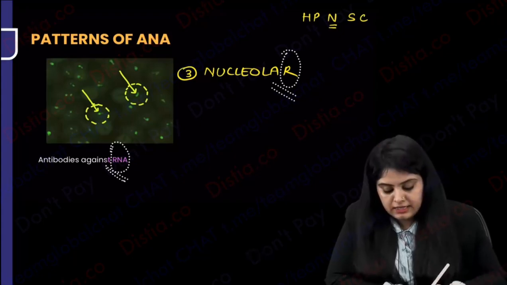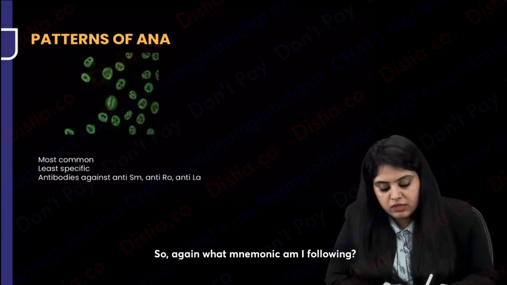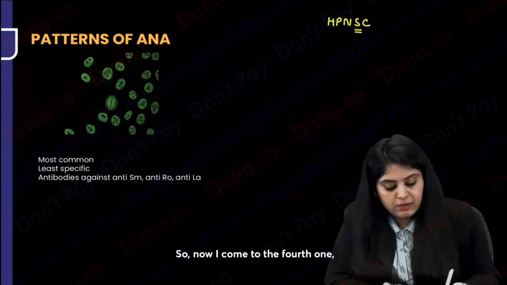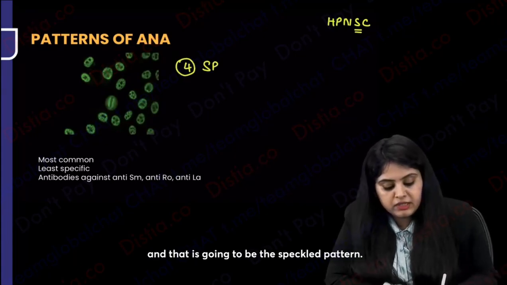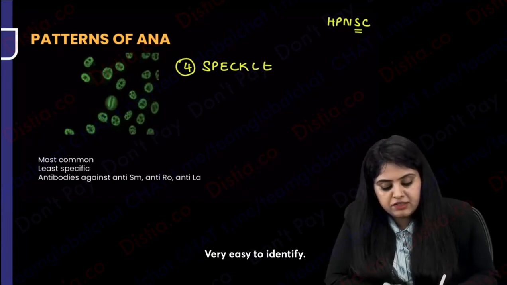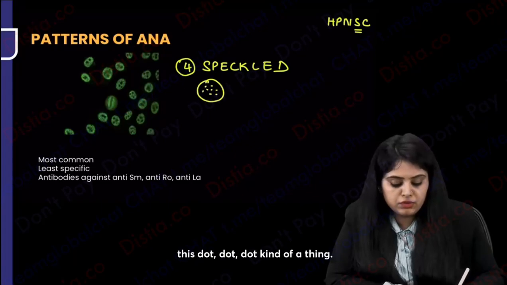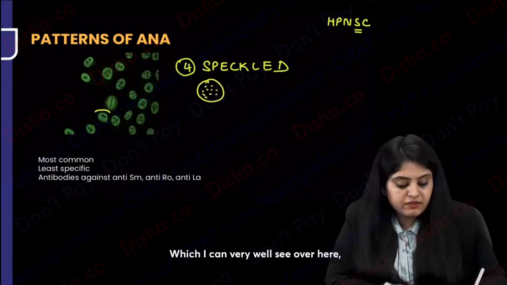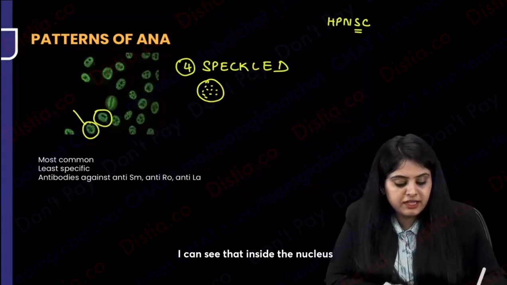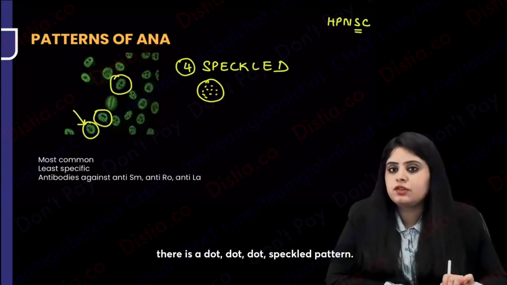Third pattern done. Let's move on to the fourth one. So again, what mnemonic am I following? I'm following the HAPPENS mnemonic. So now I come to the fourth one, and that is going to be the speckled pattern. Very easy to identify. Speckled means it looks like dot dot dot. The nucleus is going to show me this dot dot dot kind of a thing, which I can very well see over here. I can see that inside the nucleus there is a dot dot dot speckled pattern.